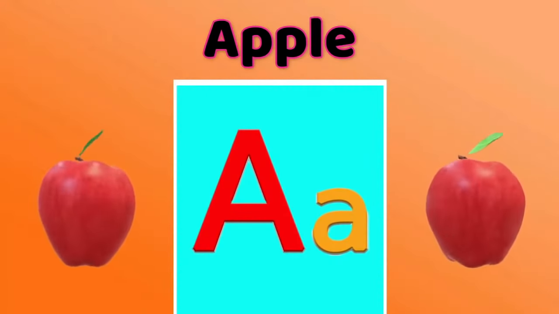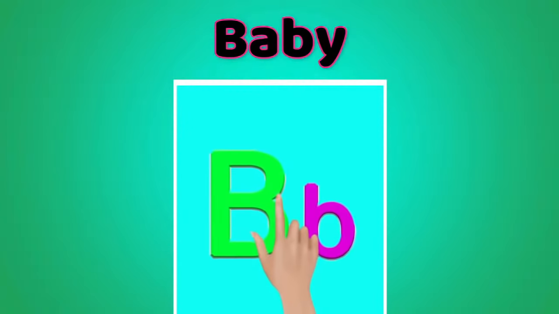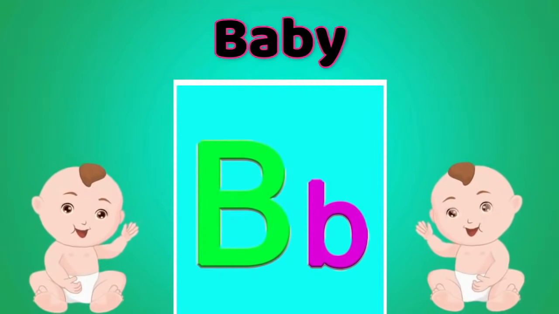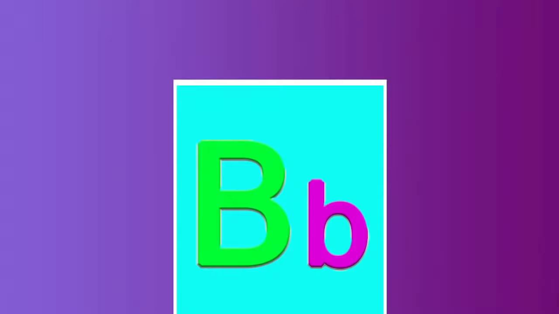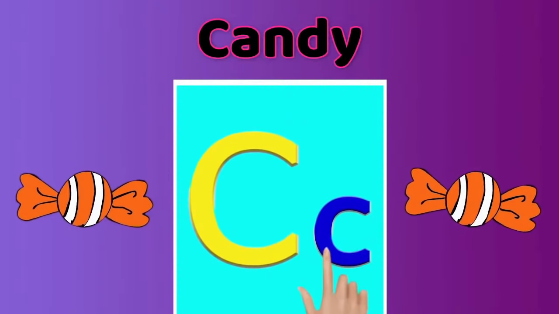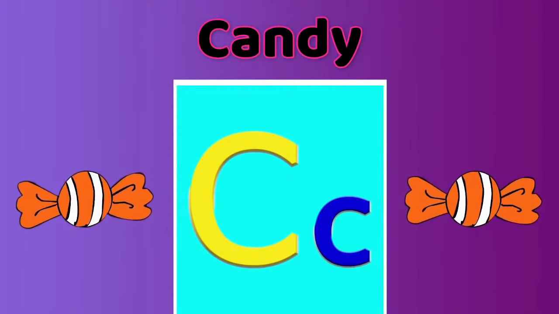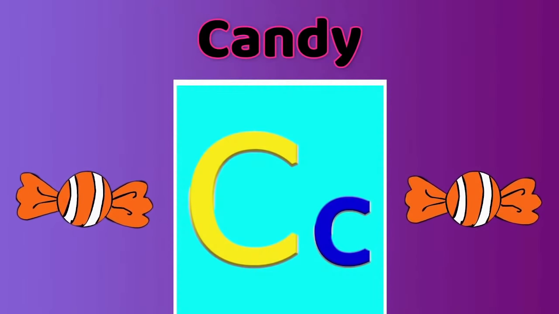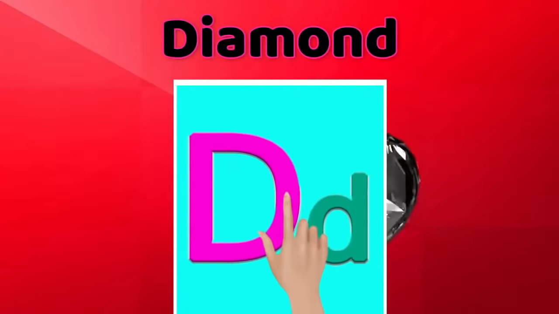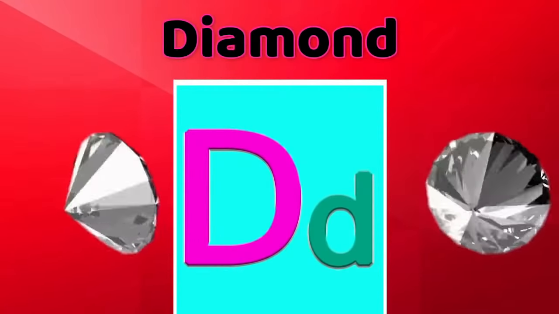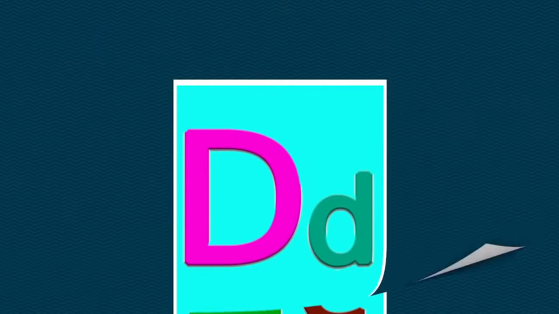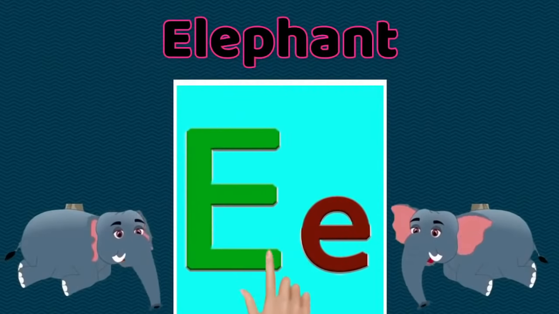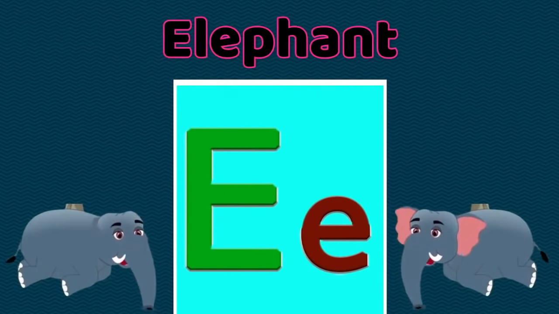Apple. A, apple. B is for baby. Baby. C is for candy. Candy. C, candy. D is for diamond. Diamond. D, diamond. E is for elephant. Elephant. E, elephant.